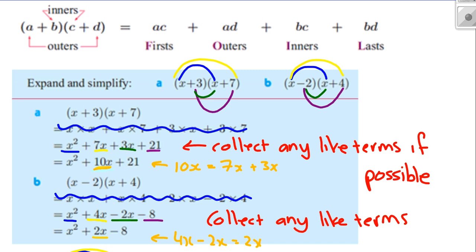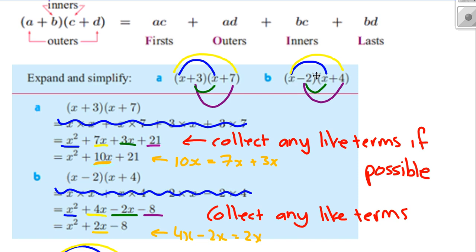Then we've got (x - 2)(x + 4). Same thing, do the firsts. The firsts are the x and the x. x times x gives you x squared. Again, I cross this out because this step here is a waste of time. You should show this step and this step. So x squared, then do the outers: x by 4 is plus 4x. Then do the inners: negative 2 times x is negative 2x. And then do the lasts: negative 2 times positive 4 is negative 8.